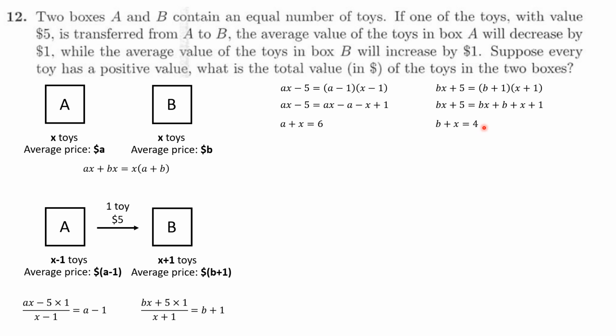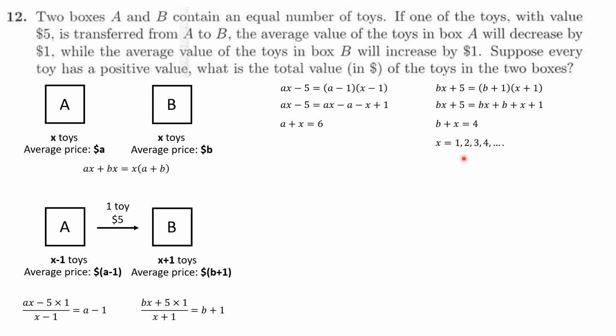So now what can we do? Well, we know that X has to be an integer, because X is a number of toys: 1, 2, 3, 4, 5, 6, and so on. But we know that the price cannot be negative, so at least it has to be 1 cent. So X has to be less than $4, at most $3.99, but X is an integer, so it cannot be $3.99.